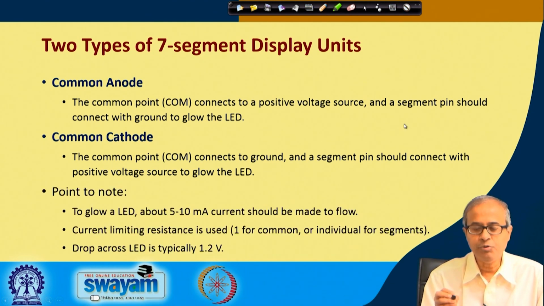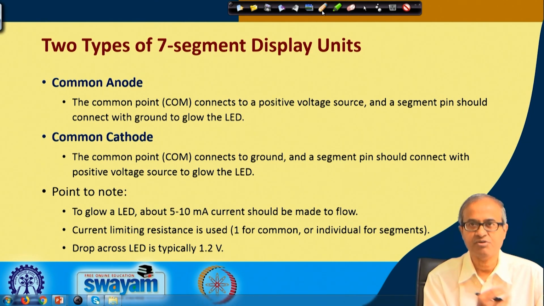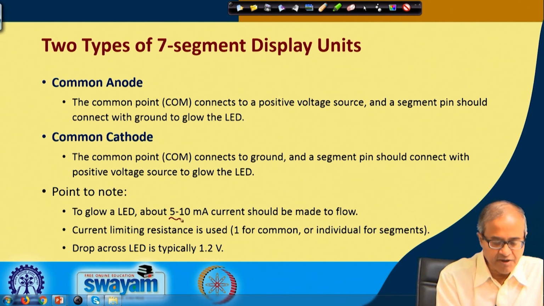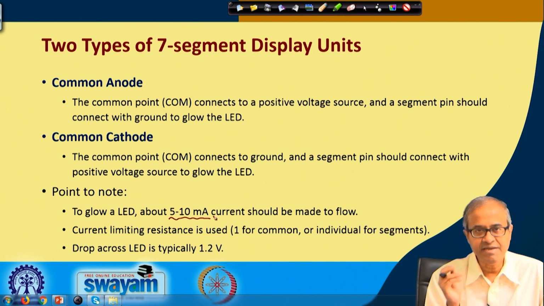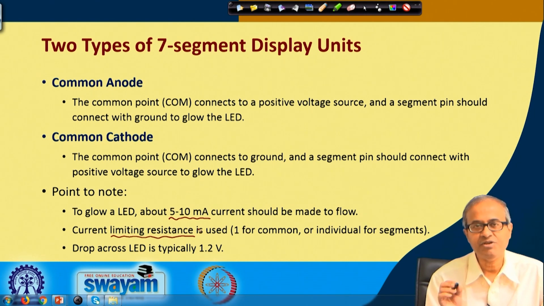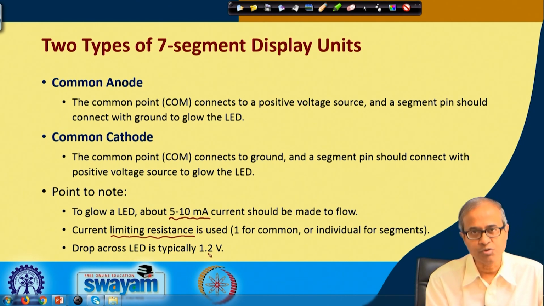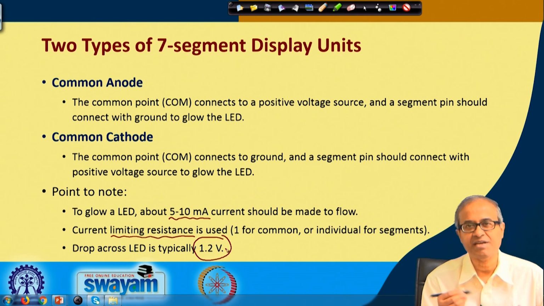Now, the point to note, which is important when you are interfacing a 7 segment display unit to a microcontroller, is that about 5 to 10 milliampere of current is required to be passed through an LED for it to glow at full intensity. Okay? This is the minimum amount of current you have to pass, and typically we use some current limiting resistance which will limit the total flow of current through an individual LED, right. And the other point to notice is that when an LED is glowing, it is forward biased, and the voltage across it is typically 1.2 volt. For some LEDs it can be more also.